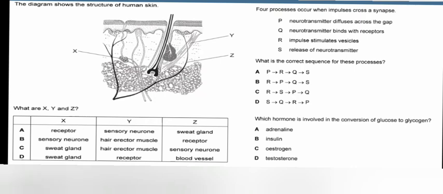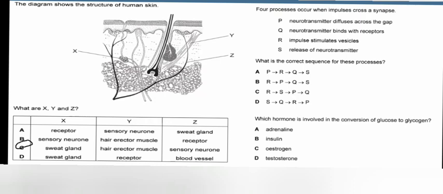So X is the sweat gland. Then Y is the erector muscle. Then Z is the sensory neuron. Meaning the answer here is going to be what? C.